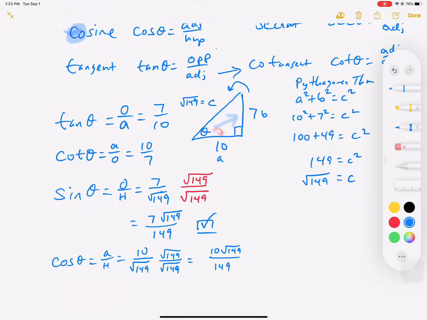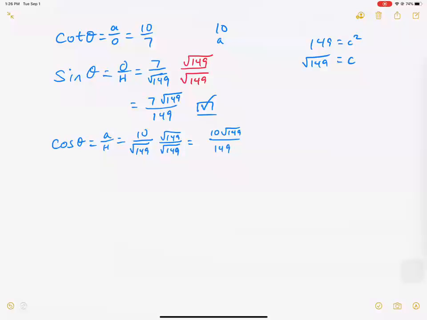So please fix the square roots. I'm going to pause here for a moment. As some of you mentioned in class, a way to remember the trigonometric ratios is: sine is opposite over hypotenuse, cosine is adjacent over hypotenuse, and tangent is opposite over adjacent.